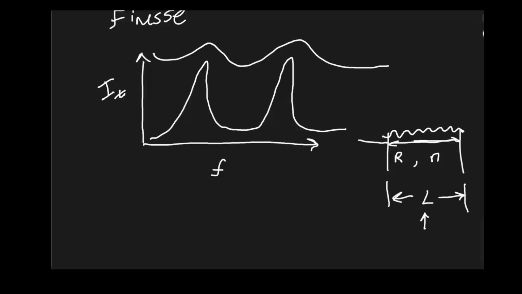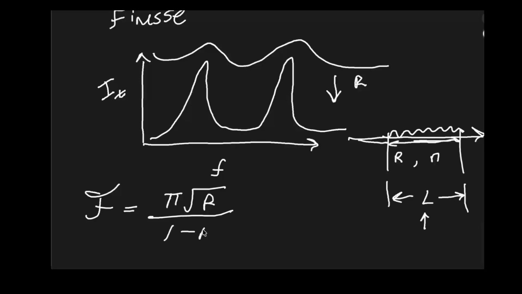And so depending on your reflectivity, as reflectivity increases, the sharpness of the features that you capture on the other end, as you propagate through this cavity, will increase. The sharpness will increase. So just the definition of finesse, fancy F, is pi times the square root of R divided by 1 minus R.